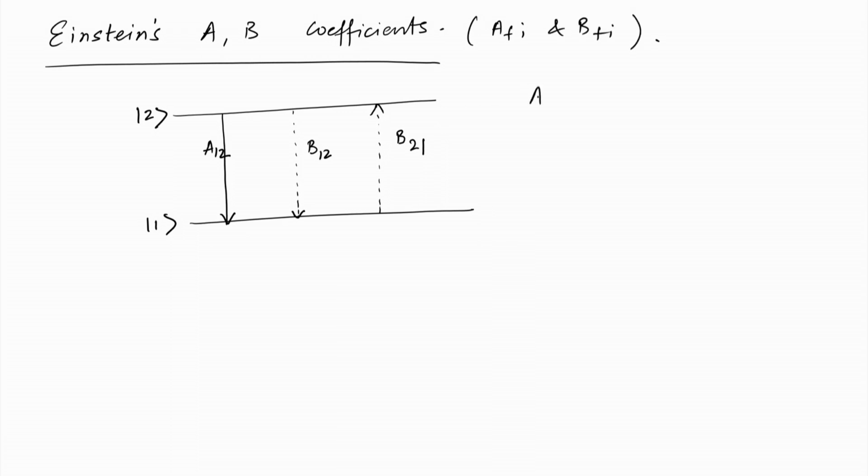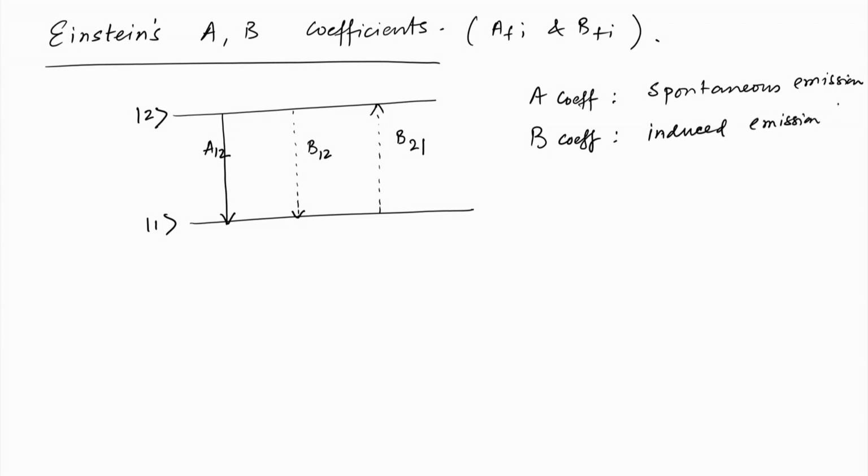So, the A coefficient stands for spontaneous emission. And the B coefficient stands for induced emission, and also absorption, I will tell you what, in which case the first term that we had neglected in that original expression will have to be brought back.